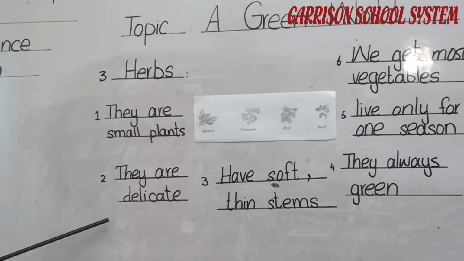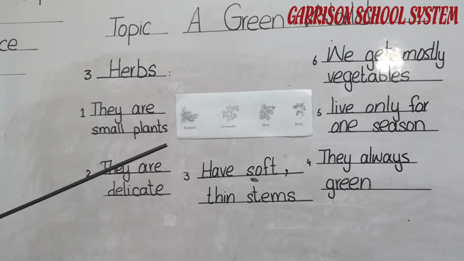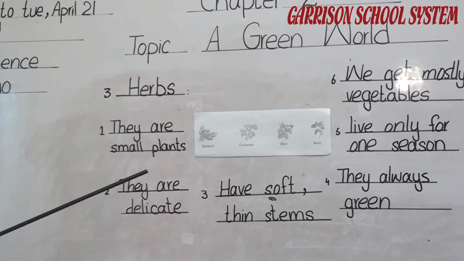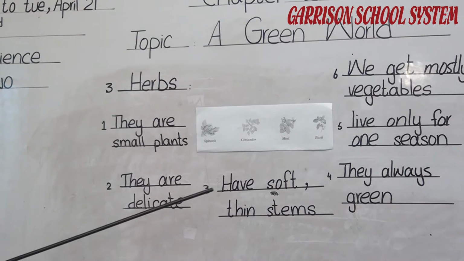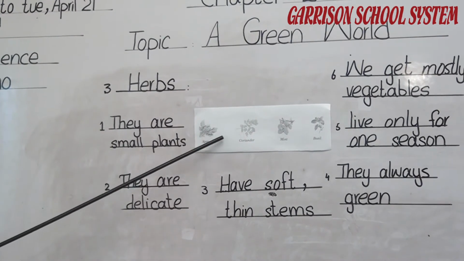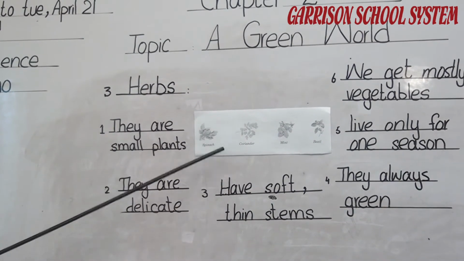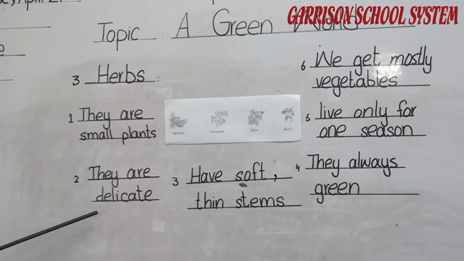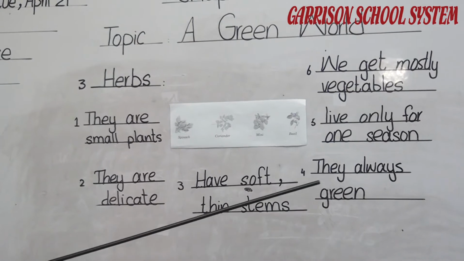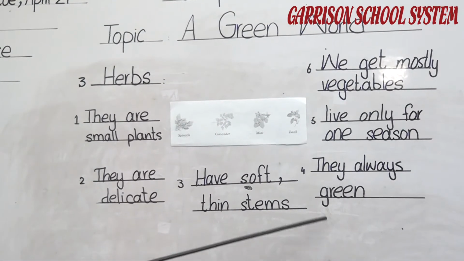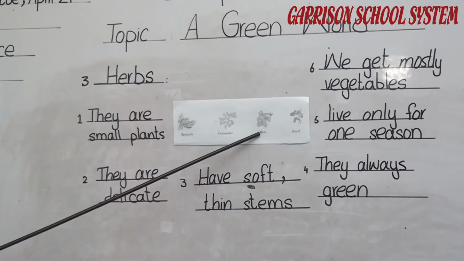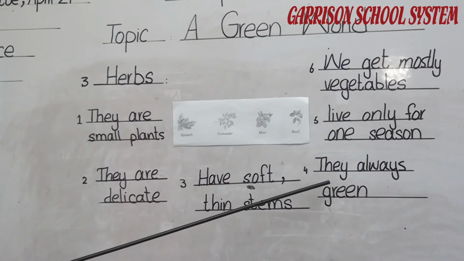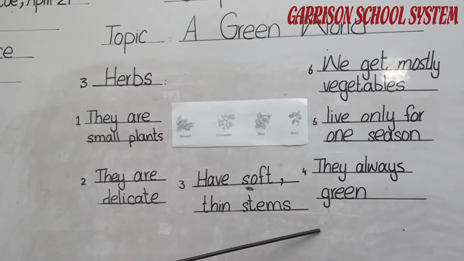Number 2, they are delicate. They are very delicate, meaning weak. Number 3 point, they have soft thin stems. You can observe the stem of these plants, herbs. They are soft and thin. That's why we call these plants delicate. Number 4 point, they always remain green. From their producing to the ending, they always remain green in color.